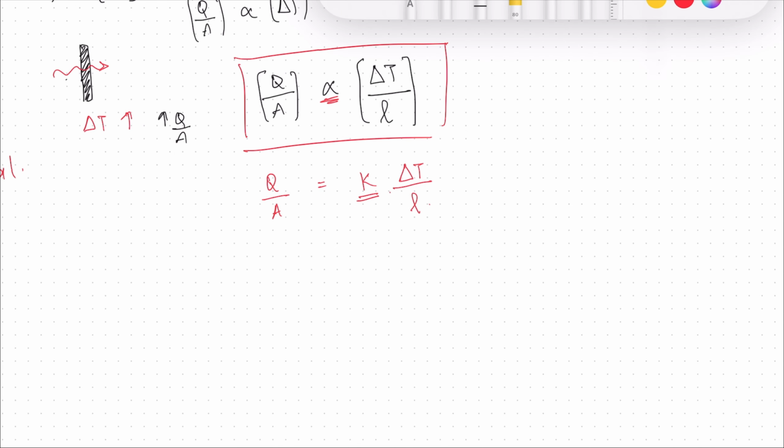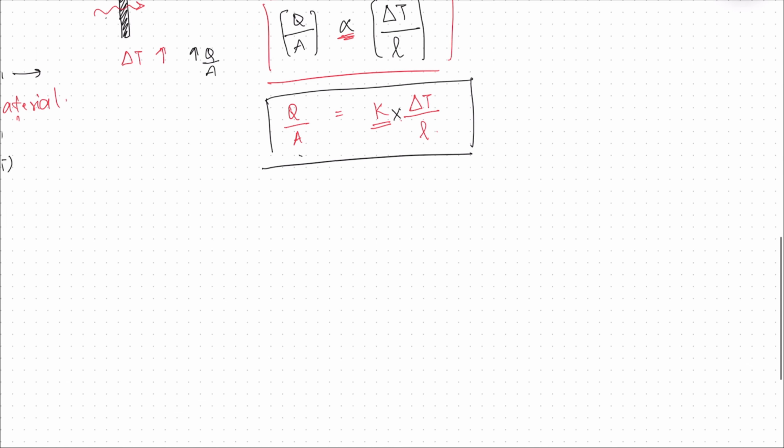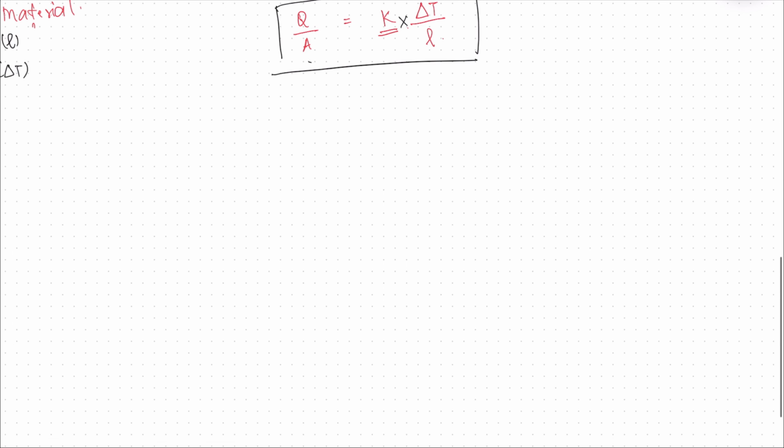And this is what Fourier's law of thermal conduction also states. The rate of flow of heat per unit area is equal to the thermal conductivity times the temperature difference divided by the thickness of the material. So from here you can take K as Q by A into L by delta T, right?